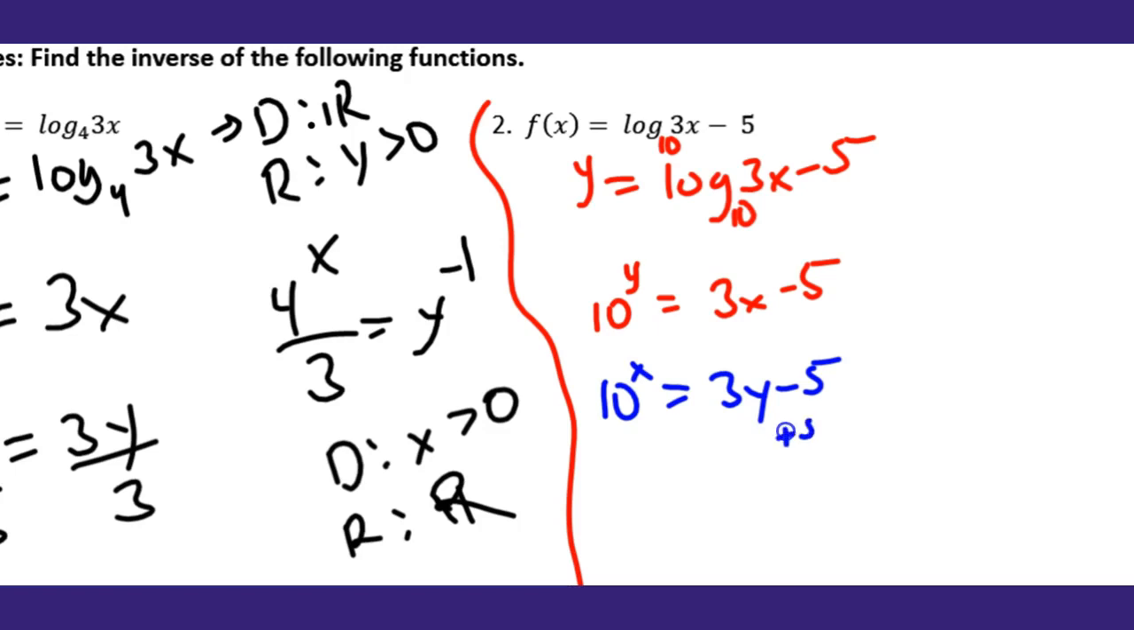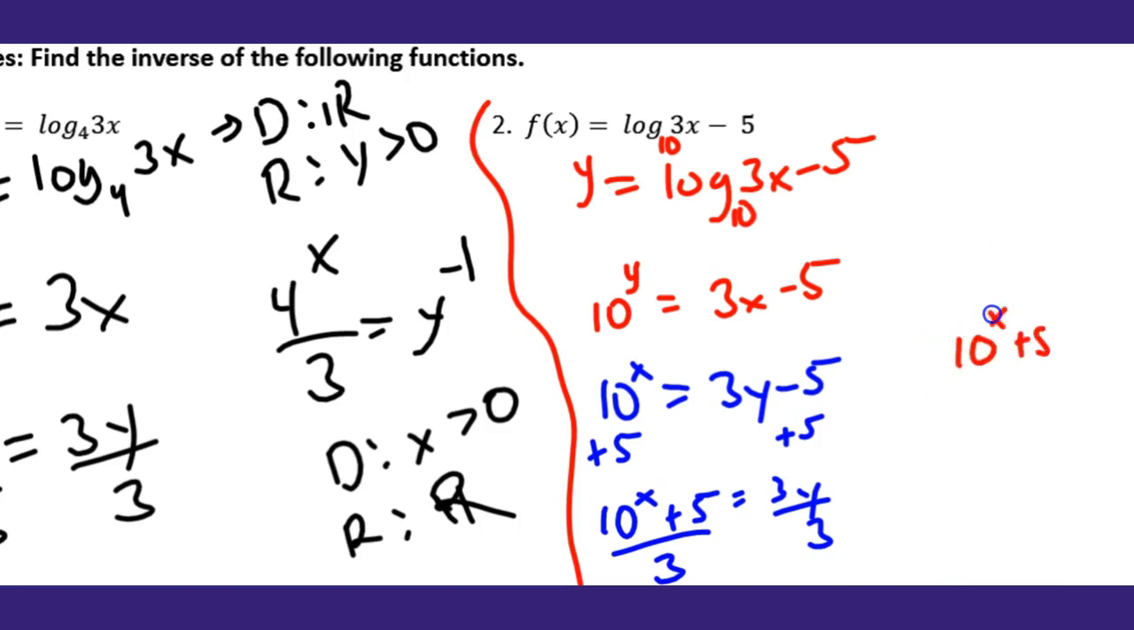So I'm going to add 5 on both sides. So that's 10 to the x plus 5 equals 3y. And then we're going to divide out 3. So that gives us 10 to the x plus 5 divided by 3 equals the inverse. And that little symbol right there just means inverse. So that's our inverse.